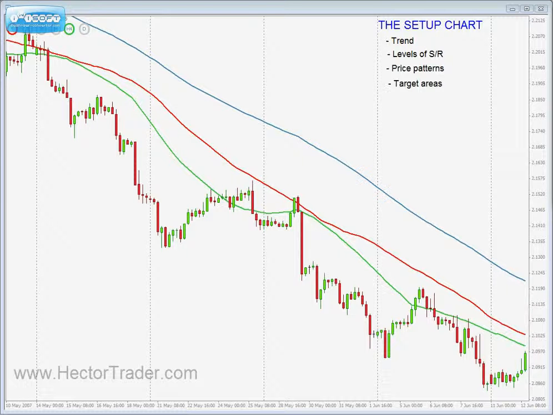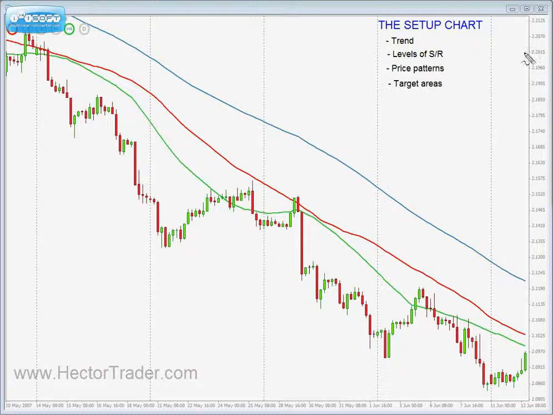Okay, I'm not going to be looking for moving average parallelism in the trigger chart or in any other time frame. Wherever they apply, whatever time frame those moving averages are falling in order, basically all the ducks are in line, and therefore we can establish that we are in a trending scenario. That's going to be my setup chart.